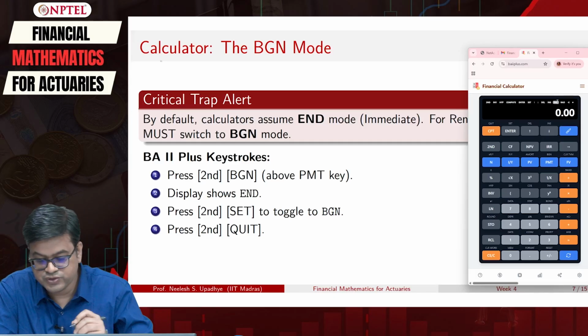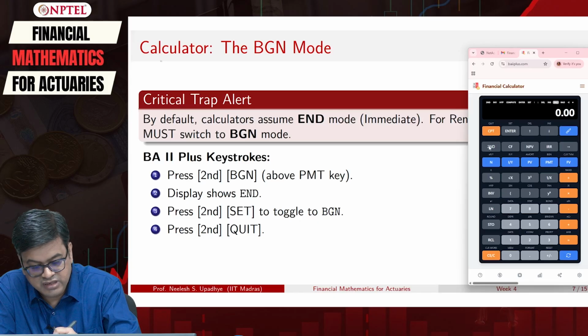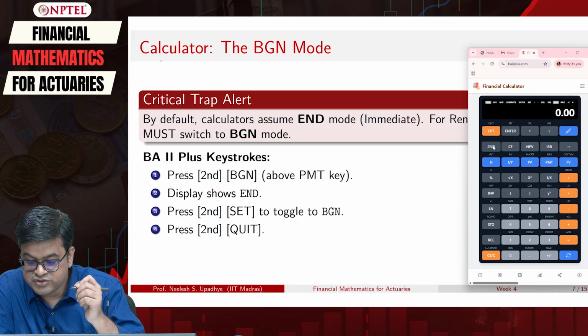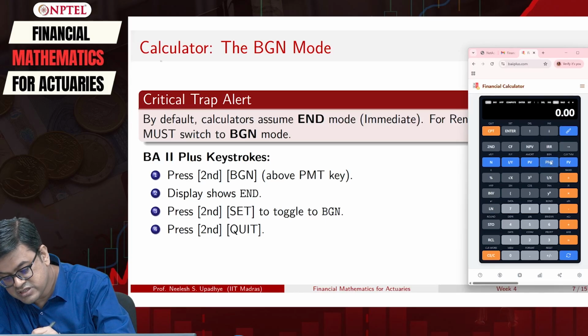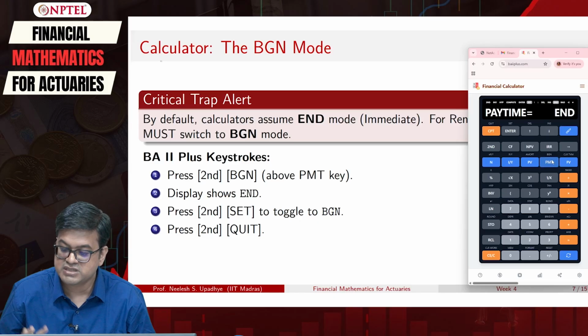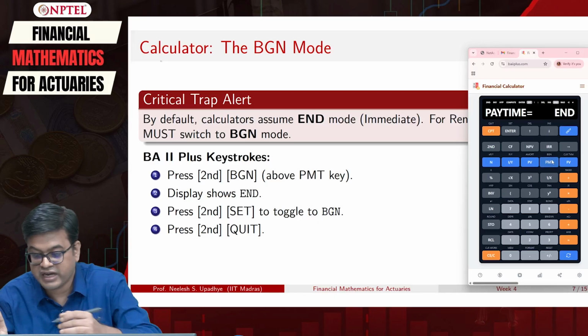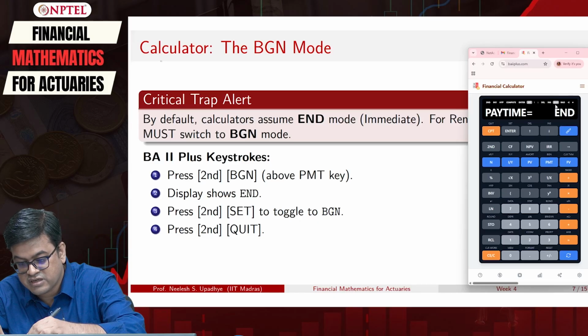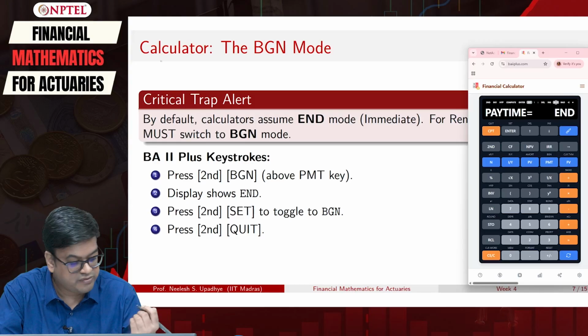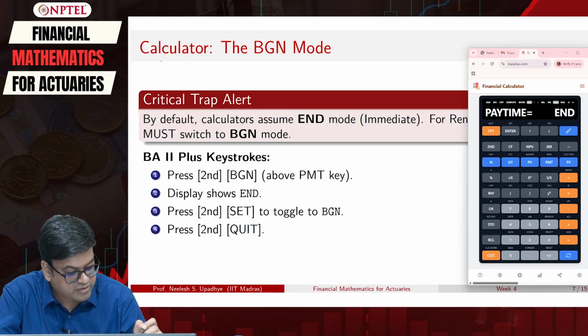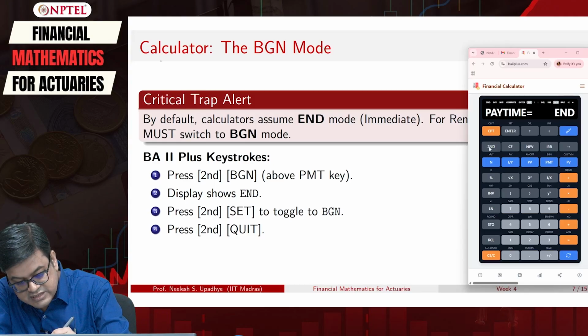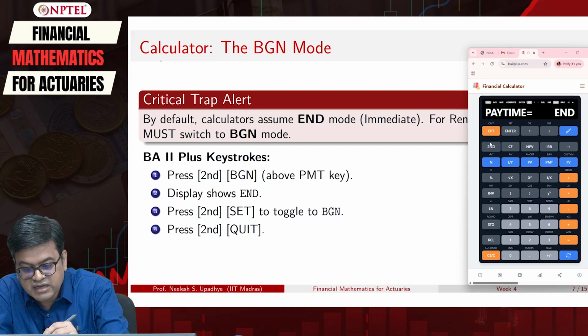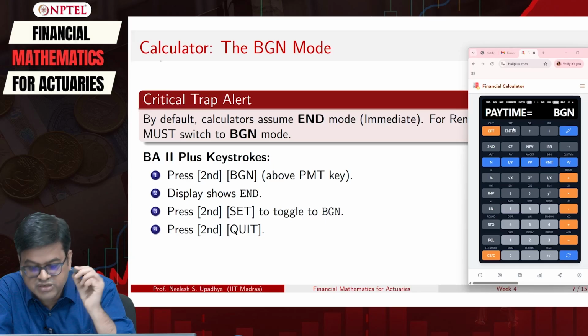So, I will show you now how this is relevant. I will just press second and then I will choose this BGN, which is on this PMT just above. So, this pay time is end. So, now we are in the end mode. You observe this as well. Okay. Now, it shows end mode. I will again press second and then I will press set. Now, you see it is in BGN mode.